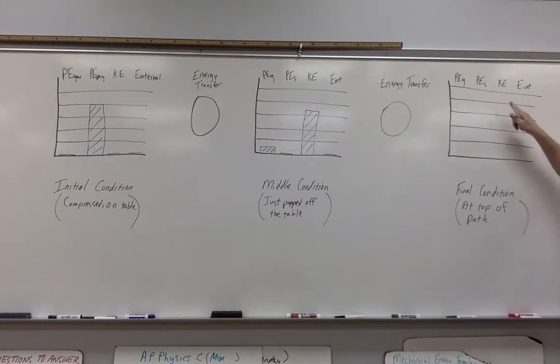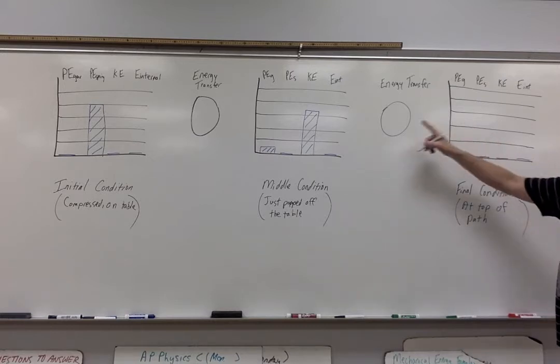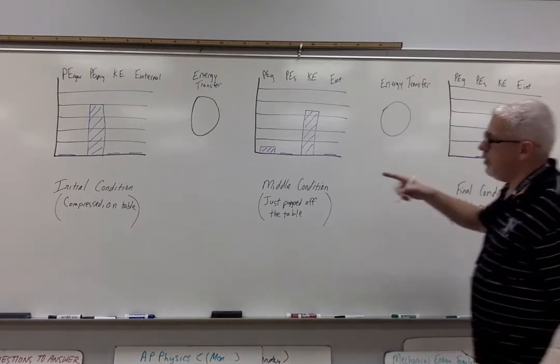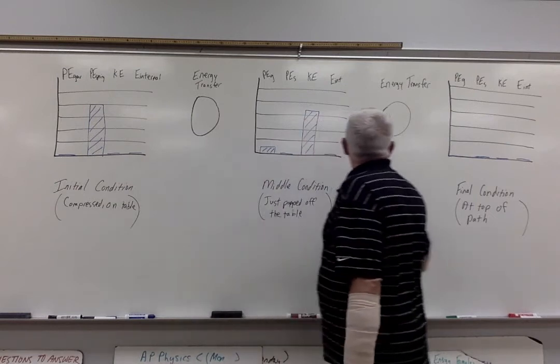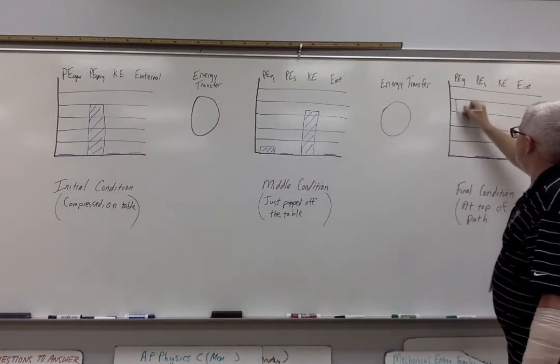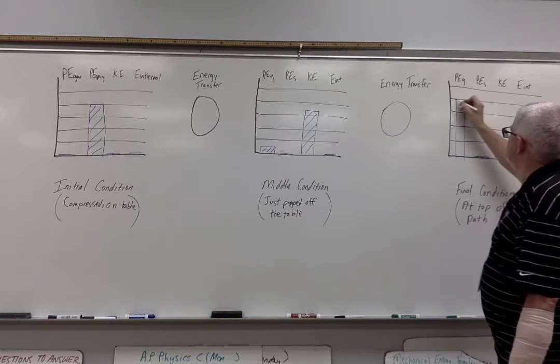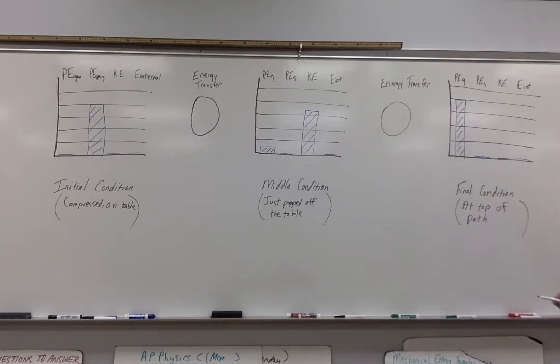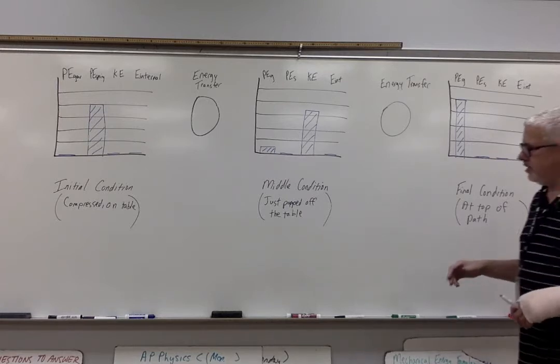Moving over here to this final situation, at the tippy top of its path, it's not moving, so I've got zero kinetic energy, so it's not moving up or down. The spring still isn't squished or stretched, so that's zero. We said there was no friction, that's zero. I don't think I've had energy come in or go out, so there's nothing there. So all the bars, all four bars, would be in gravitational potential energy. Something like that.